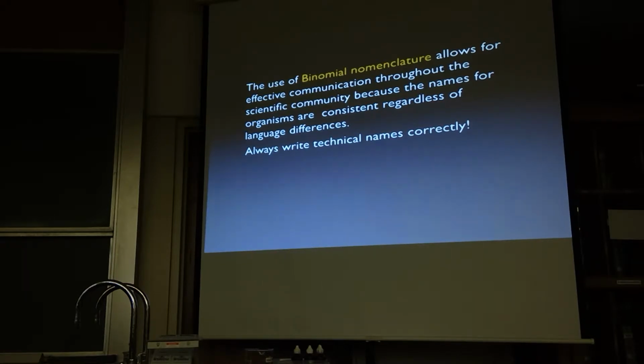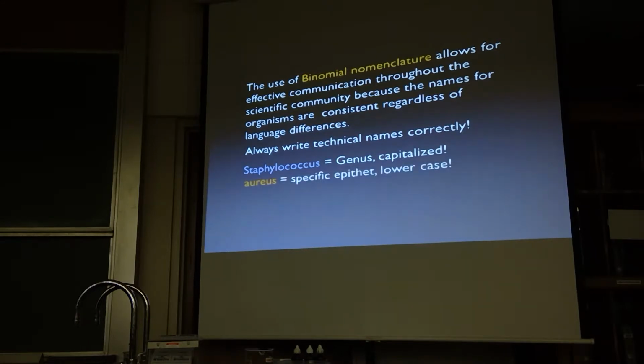So please always write technical names correctly. Genus name capitalized, specific epithet not, both of them underlined if you write them by hand, italicized if they're in print. At some point, I'll start taking off points when you don't. So do it right. So Staphylococcus, genus, capitalized. Aureus, specific epithet, lowercase. Both italicized or underlined if you write them by hand.